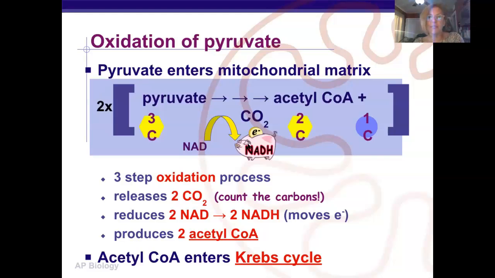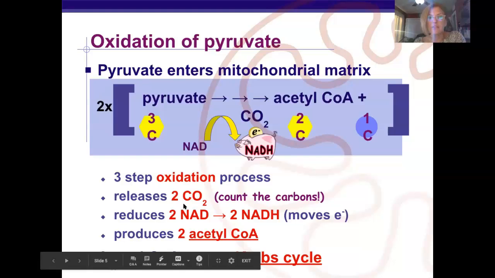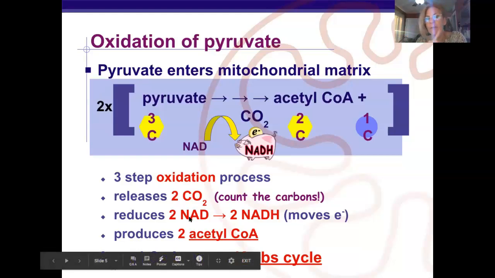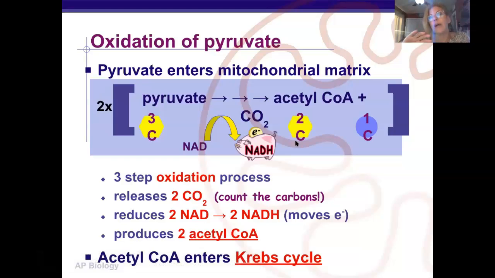All right, so 3 steps. For each of your pyruvates, you're going to get 1 CO2, so a total of 2. This is our link reaction. You get 2 NADHs, 1 from each, and 2 acetyl CoAs. I need that acetyl CoA for the Krebs cycle.